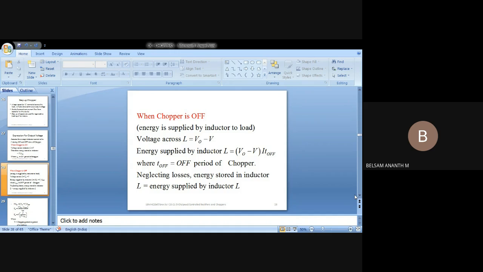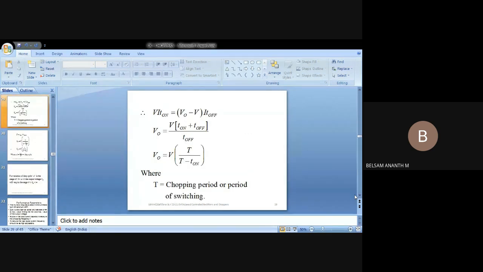Energy stored in the inductor is equal to the energy supplied by the inductor. Got my point? So energy stored is equal to the amount of energy which is retrieved or supplied by the inductor, or the amount of energy which is drawn through the inductor during the time period T. Therefore, I write the equation.